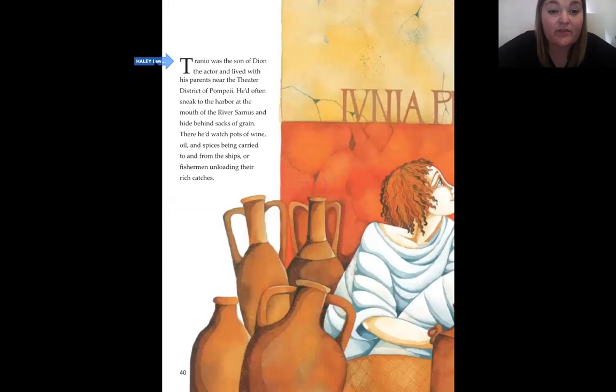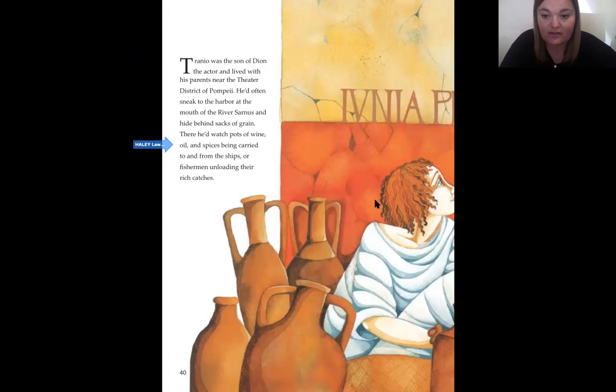Tranio was the son of Dion, the actor, and lived with his parents near the theater district of Pompeii. He'd often sneak to the harbor at the mouth of the river Sarnus and hide behind sacks of grain. There he'd watch pots of wine, oil, and spices being carried to and from the ships, or fishermen unloading their rich catches.